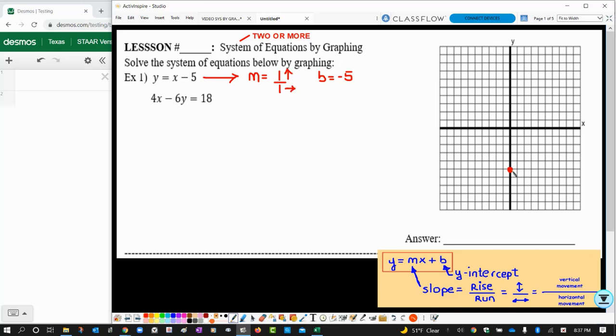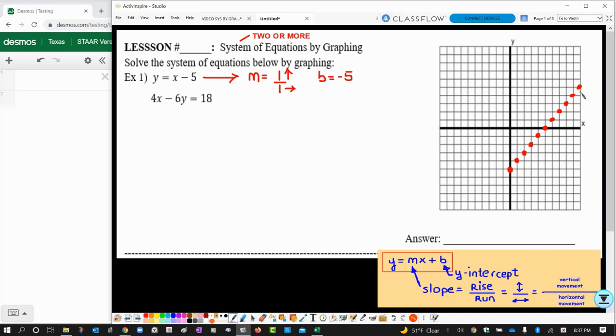So let's go there to the y-intercept. I'm going to go up 1, 1 to the right, up 1, 1 to the right, and we'll continue doing that until we finish the whole right side of the graph. There we go.